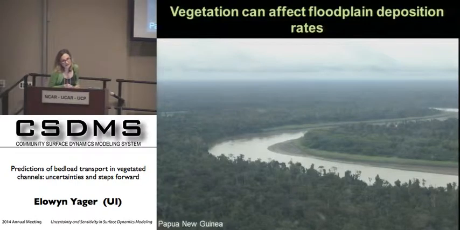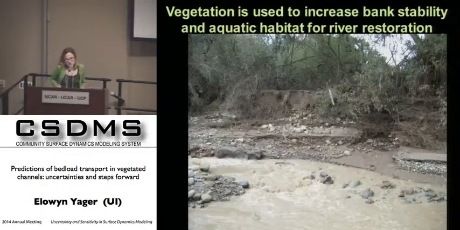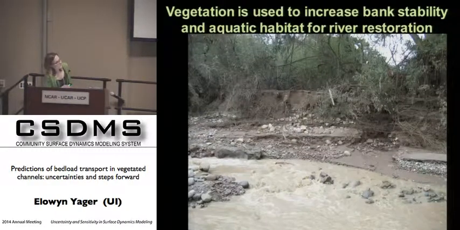So as we've learned in a number of other talks during this conference, vegetation can affect floodplain deposition rates. And so when we're modeling long-term landscape evolution of things like floodplains, consideration of vegetation is important. It also is used really widely in river restoration. So we often add vegetation to increase bank stability or to decrease stream temperatures, which provides aquatic habitat for a number of endangered and threatened species in aquatic ecosystems.